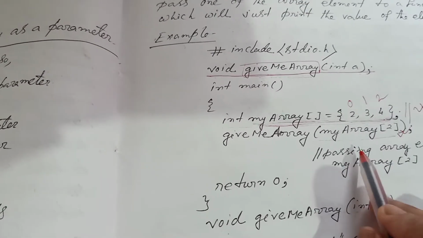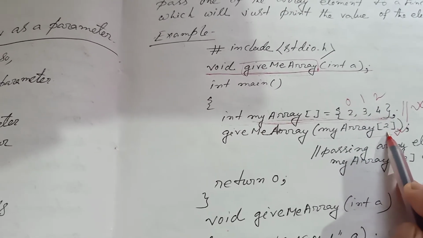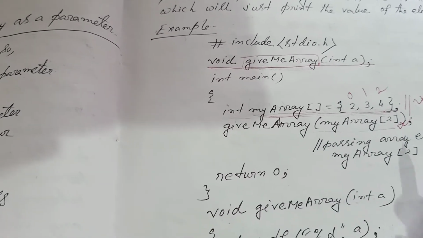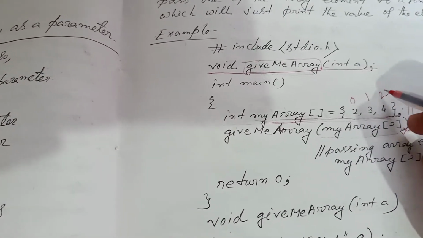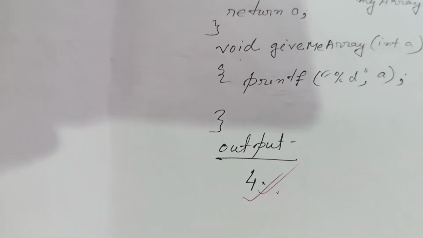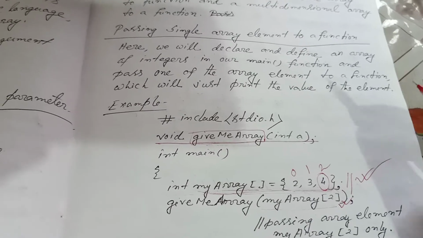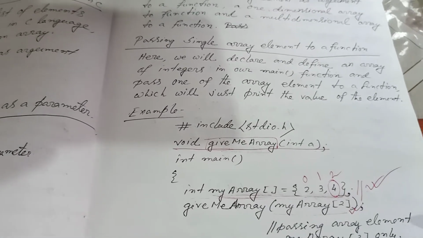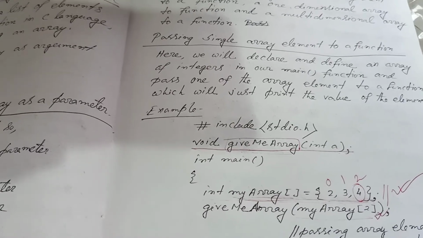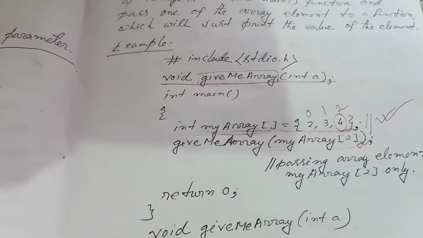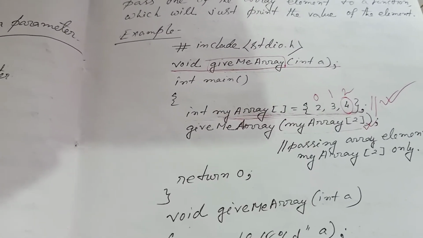So index 2 is passed in the calling function, and the value of index 2 is 4. That's why we are getting the output as 4. This is the way we pass a single array element to a function. So in this way we are able to pass a single array element to a function. Okay, this is the one way.